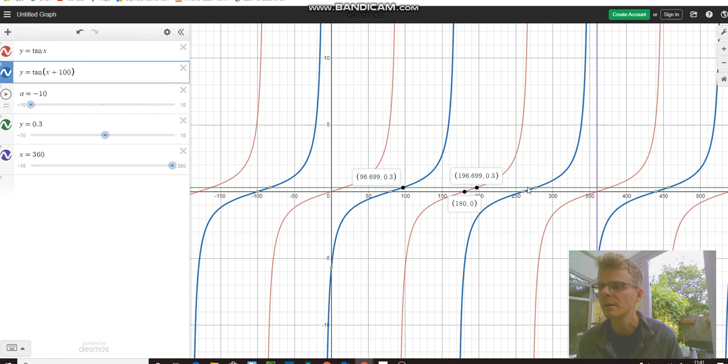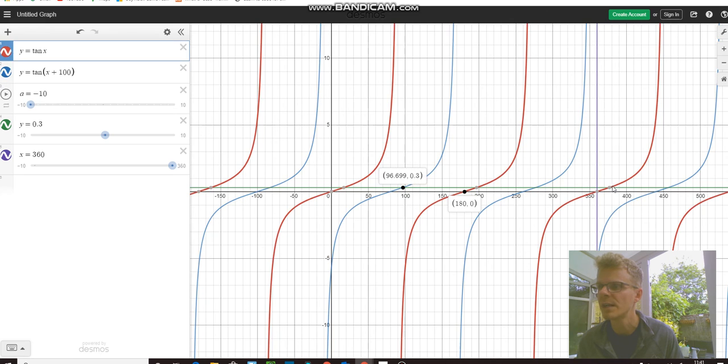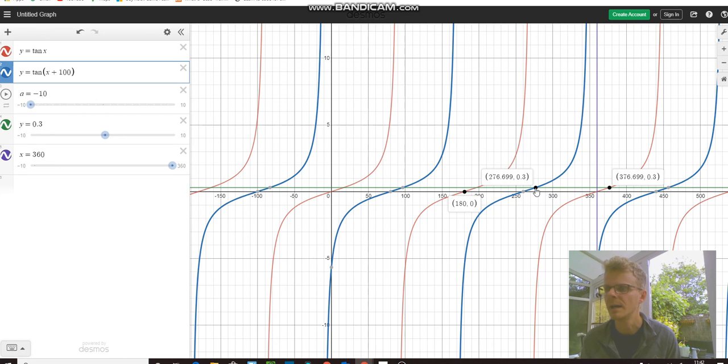Okay, so let's go along. Here's my next one. So I actually have to go outside of my regular range of 360, to 376, take away 100, and here's that value that happened 100 places earlier, 276. As we can see from the blue graph, there's no other points that are there.